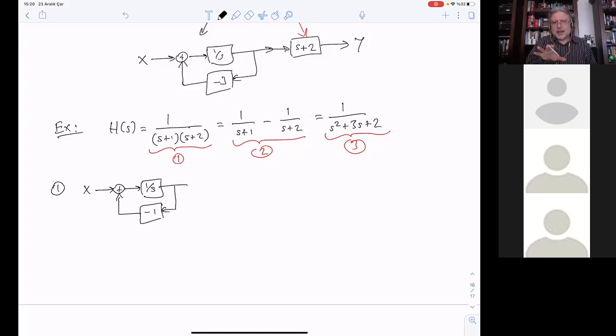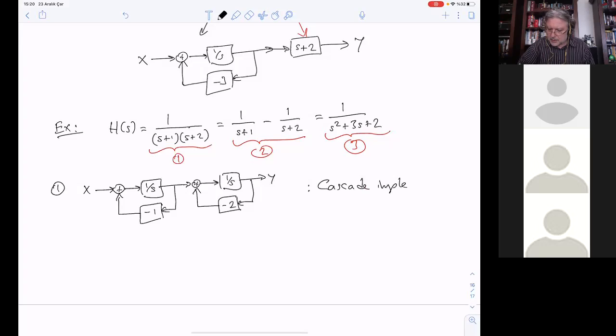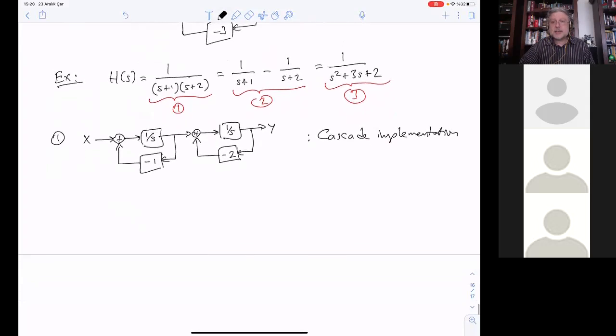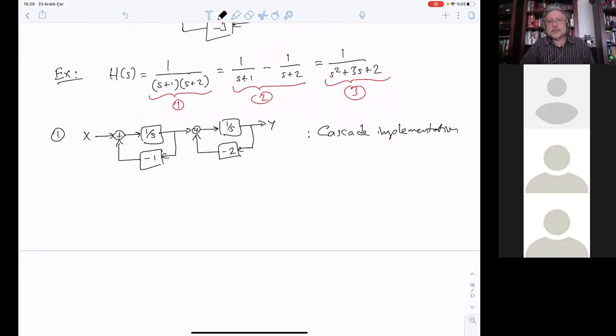I finished. And then the next system that comes afterwards is 1 over s plus 2, which is also another first order system. And its implementation is this. And the output is y. This kind of implementation could be named a cascade implementation. And it's alternative number one for a second order system.